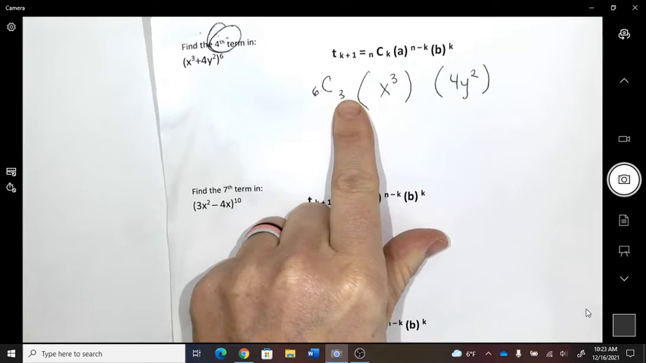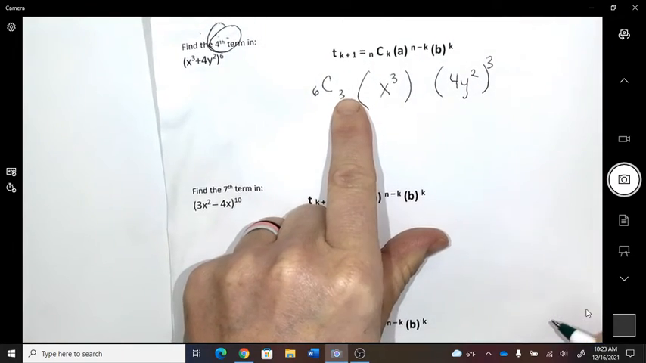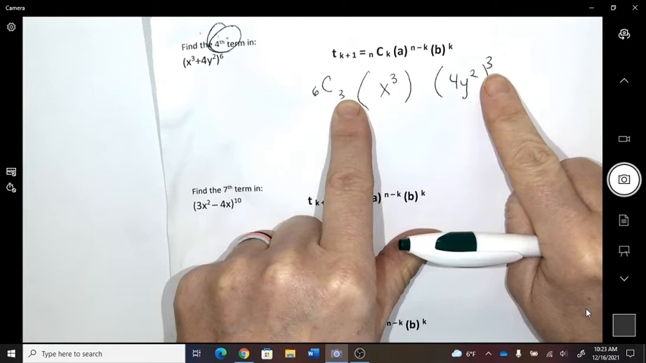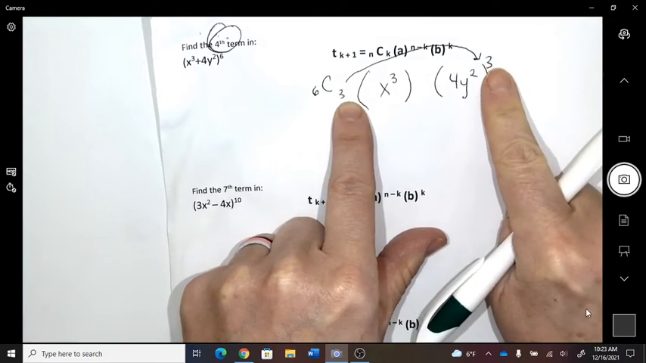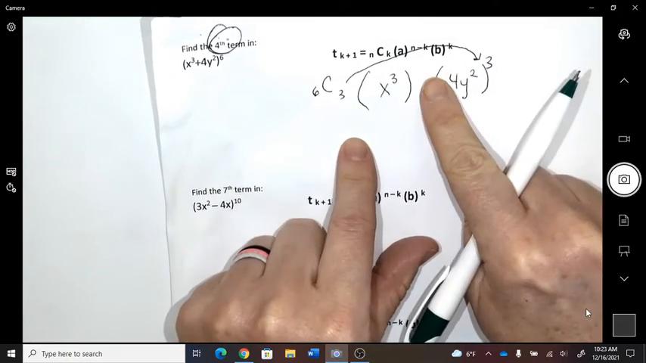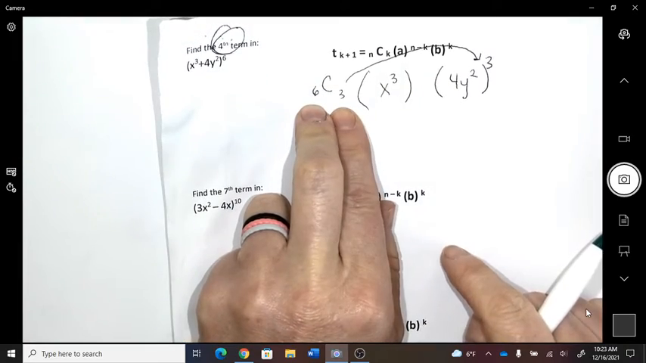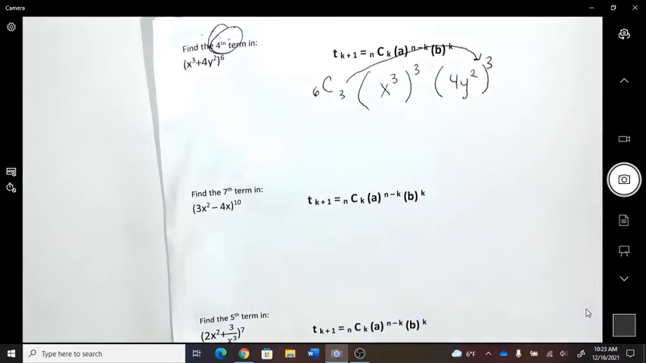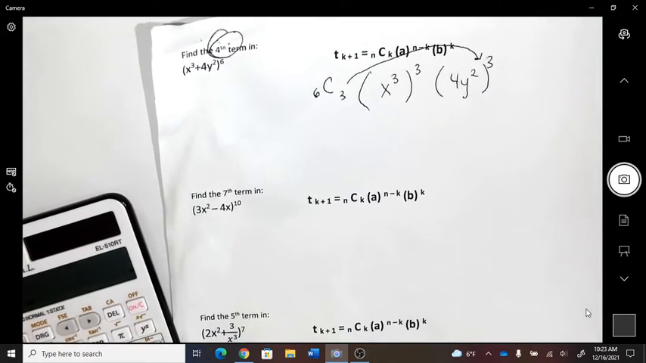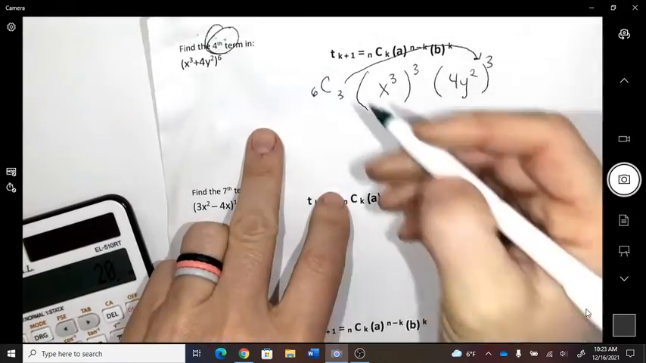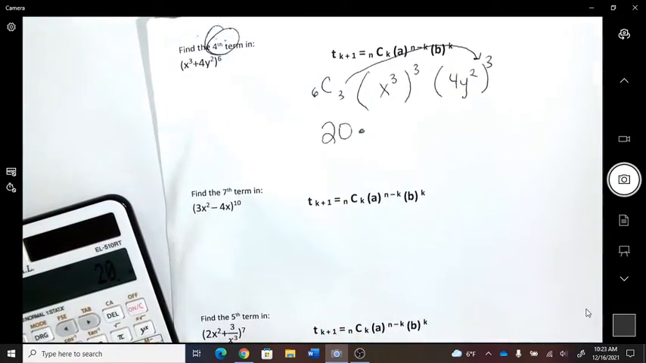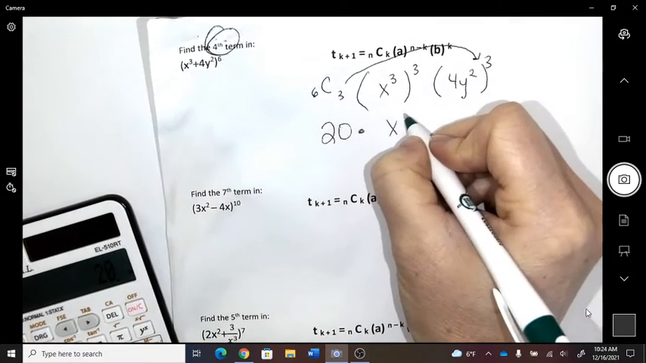Okay, so whatever this choose number is, that's your outside exponent. So that matches. And this exponent is the subtraction. So 6 subtract 3, so that has an exponent 3. Okay, so to your calculator, 6 choose 3. So that's 20. This is going to be an x to the 9th.